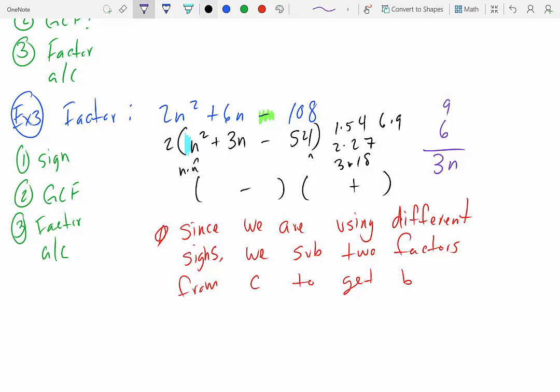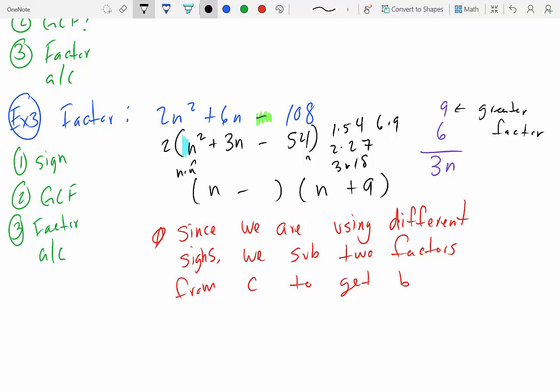So we're going to go ahead and put n and n and the greater factor of c. So we have 9 and 6. 9 is the greater factor. So the greater factor gets the sign in front of b. The sign in front of b is positive, so 9 goes to positive, and then 6 goes to negative. And don't forget to put that 2 back down there that you took out already.